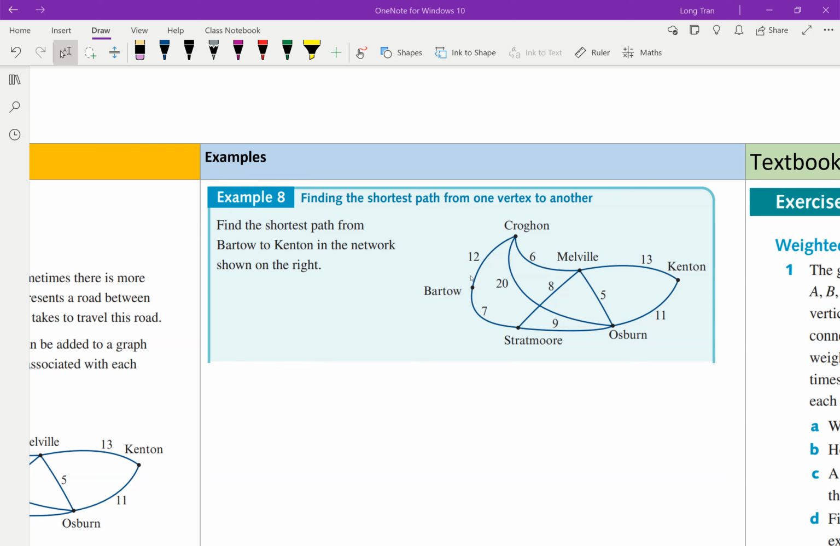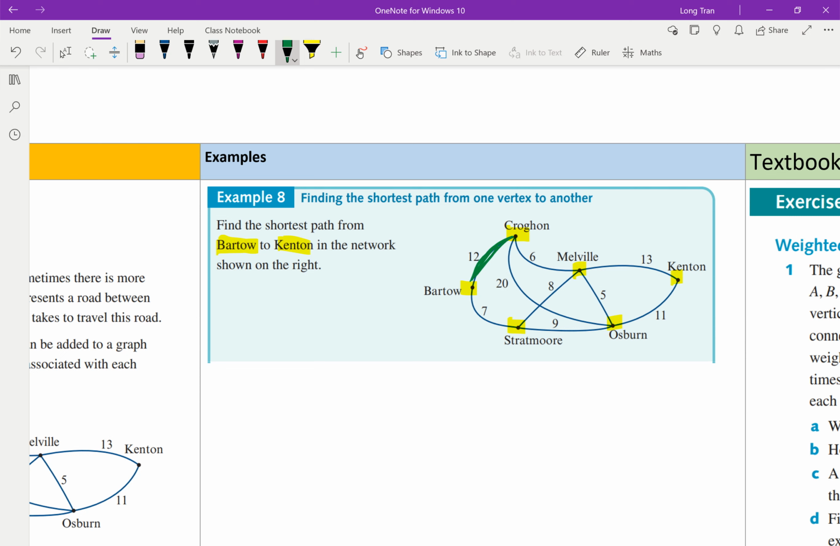Hey there, Year 12s. In this example here, we're now looking for the shortest path from one vertex to another. So each and every one of these dots right here, we can say these are the vertices, and we want to find the path from Bartow to Kenton in a way that is the shortest path. Now what you remember is that each edge has a value attached to it.